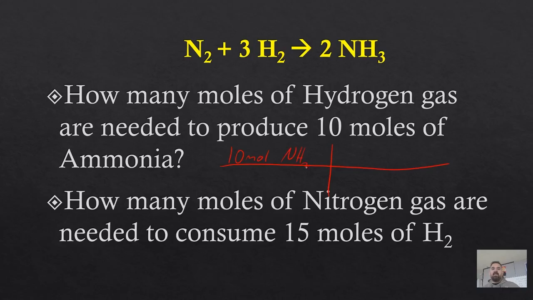10 moles of NH3. What goes down here? Moles of NH3. And then we could grab our coefficient from here. So 2 moles of NH3. And then they're asking for hydrogen. So what goes to the top? 3 moles of H2. So you're going to do 10 divided by 2. That's 5 times 3 is what? And what's the unit? Moles of H2.